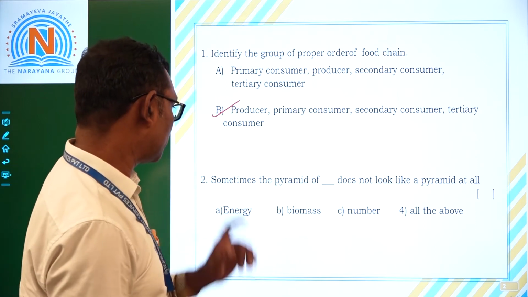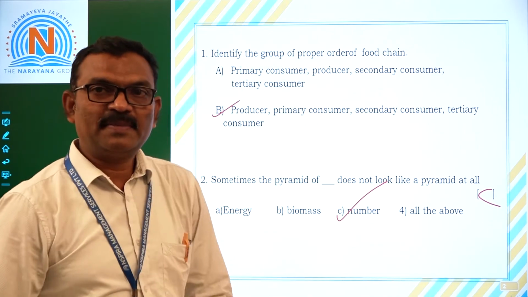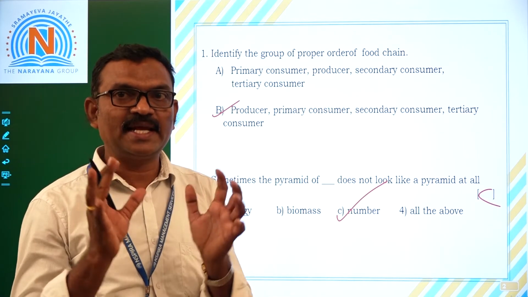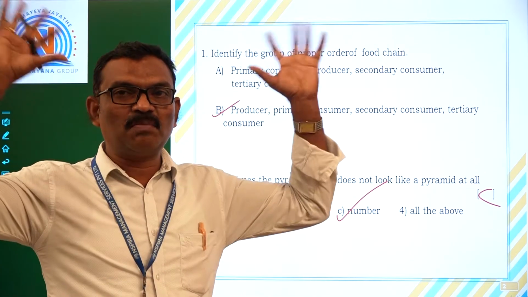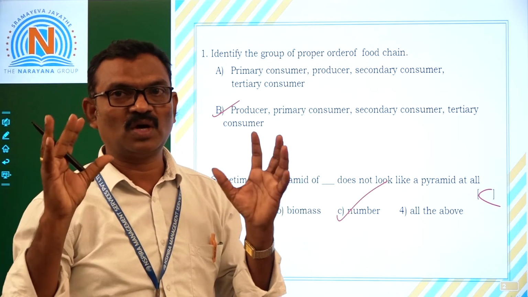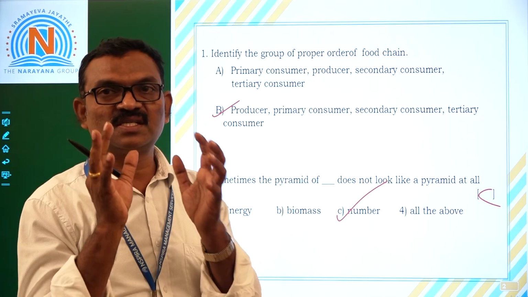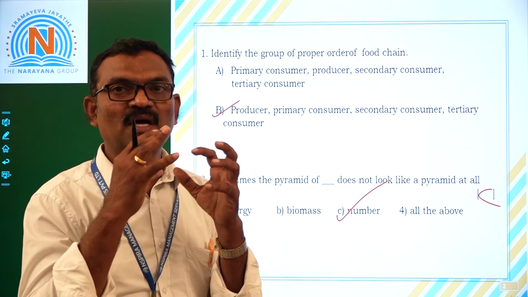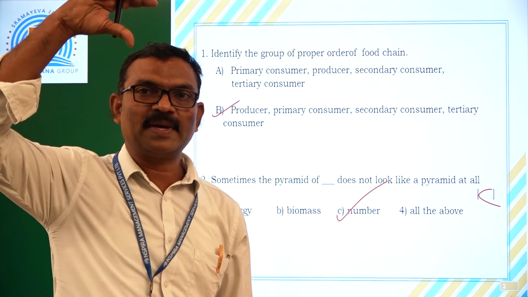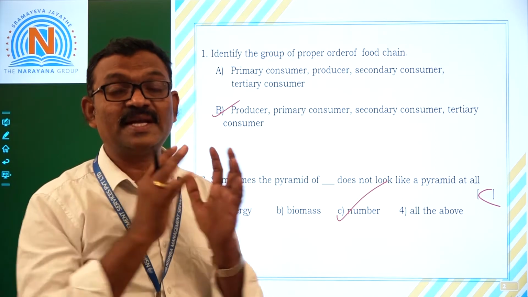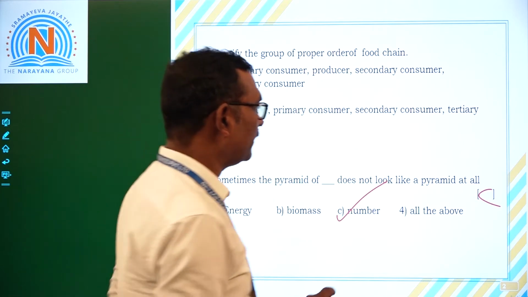Now second one, sometimes the pyramid of dash does not look like a pyramid at all. Pyramid of number. Okay, sometimes the pyramid of number does not look like a pyramid at all. When we consider a tree, a big tree, on the big tree is a singular one. On the big tree, a number of aphids will grow, insects will grow. And on the insects, big birds, that means when compared with aphids, bird numbers are less. So when we try to draw a pyramid, we cannot draw a pyramid. That's why it does not look like a pyramid. Pyramid of numbers does not look like a pyramid.